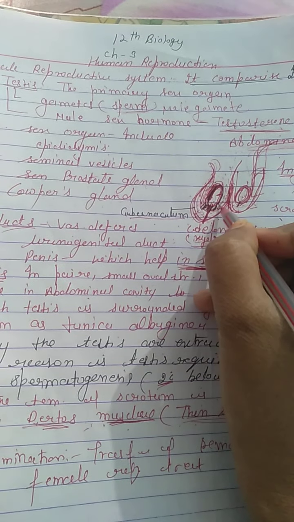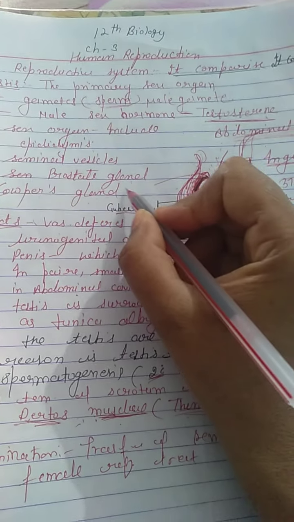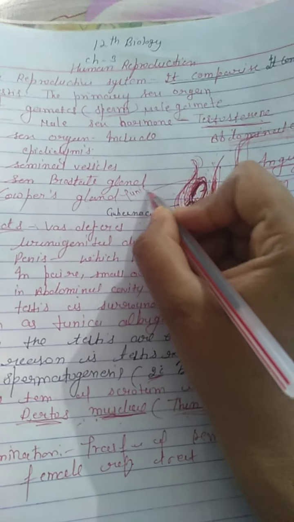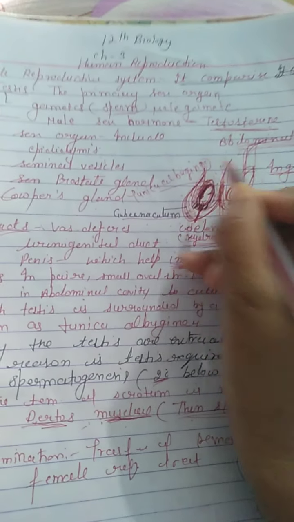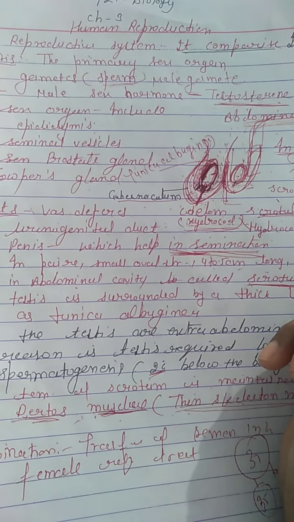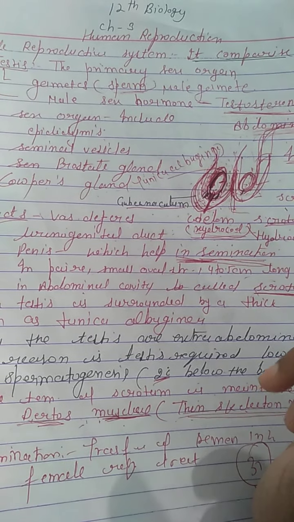This is the testes, and this is the covering of testes. What is it called? Tunica albuginea. Testes are covered by a thin fibrous layer that is known as the tunica albuginea.